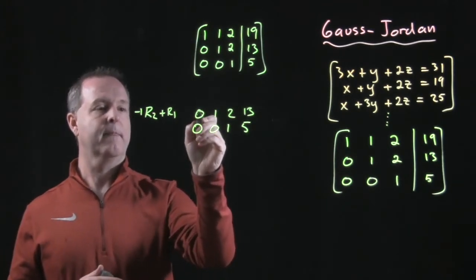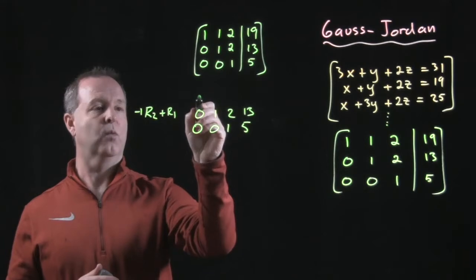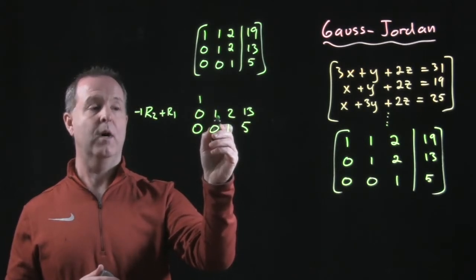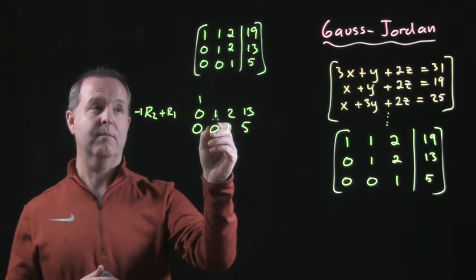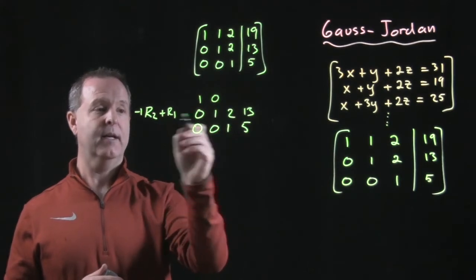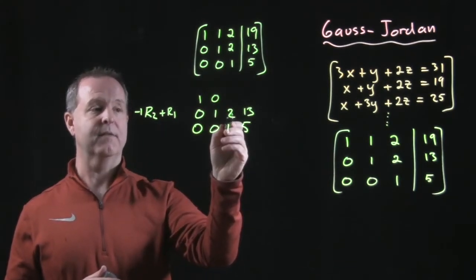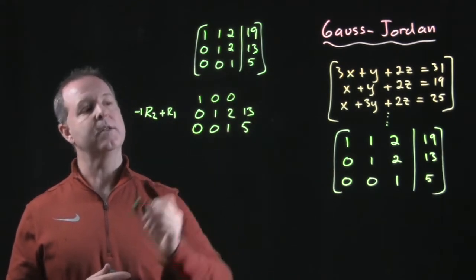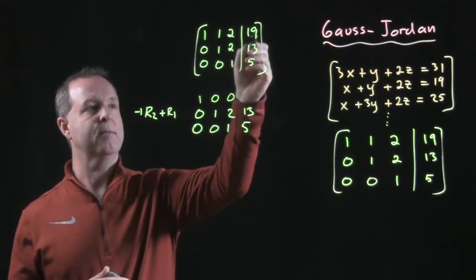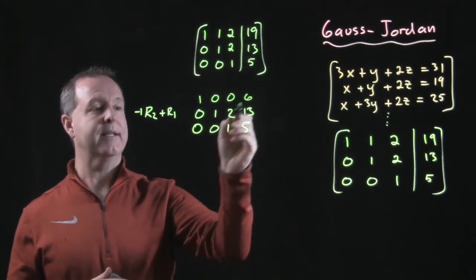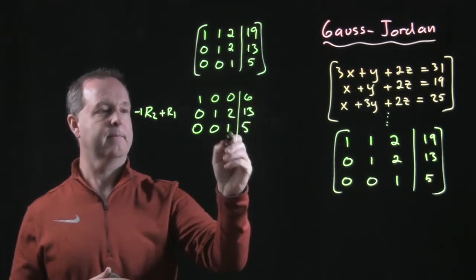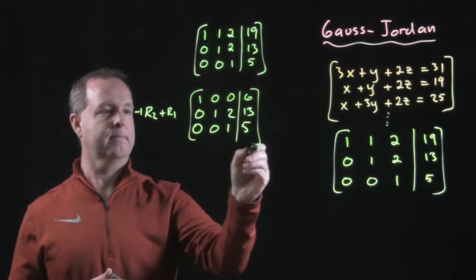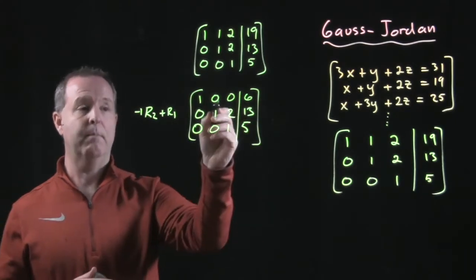So that just still is a 1. -1 times a 1 is -1. -1 plus a 1 is a 0. -1 times a 2 is a -2. -2 plus a 2 is a 0. -1 times 13 is -13. -13 plus a 19 provides a 6. Now we have a 0 above the 1.